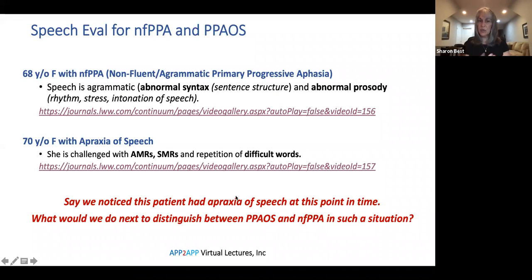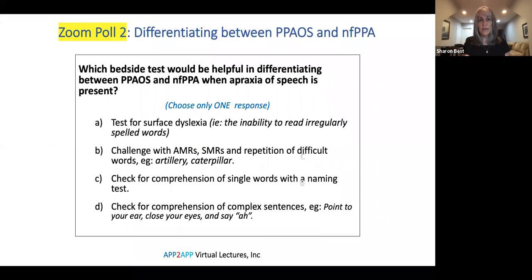Now, say we notice that this patient had apraxia of speech at this point in time. How would we distinguish between primary progressive apraxia of speech and a non-fluent PPA? Because remember, the non-fluent only needs to have either agrammatism or apraxia of speech. So that's the next poll question.